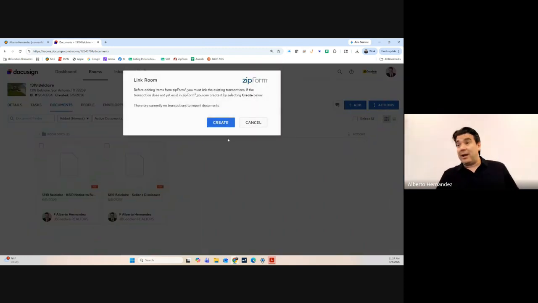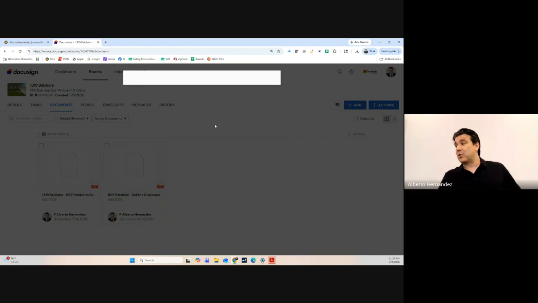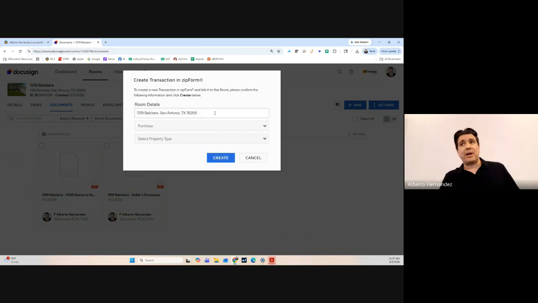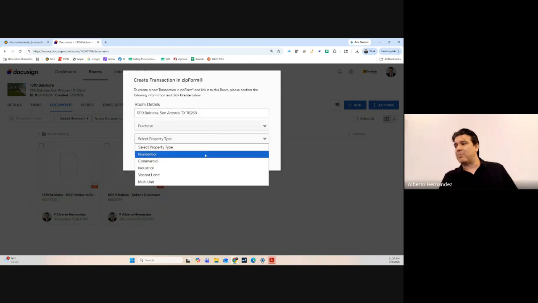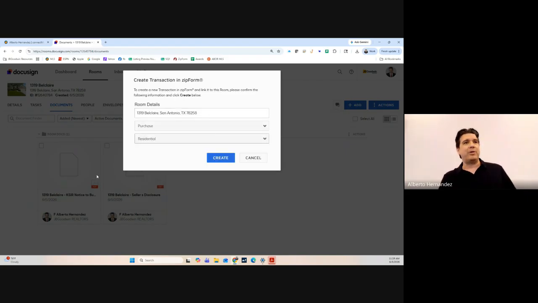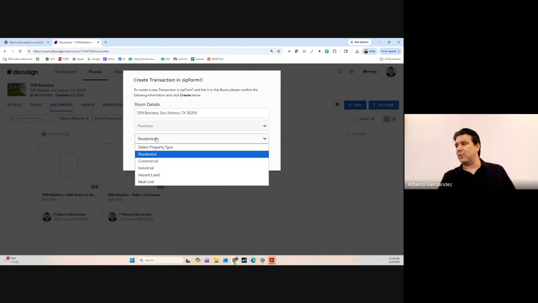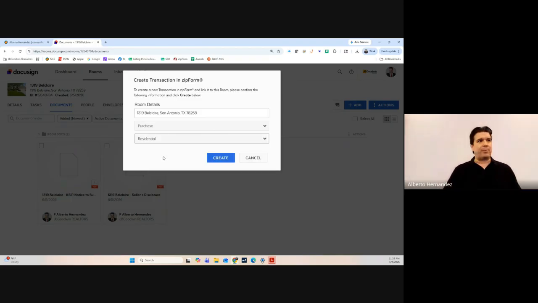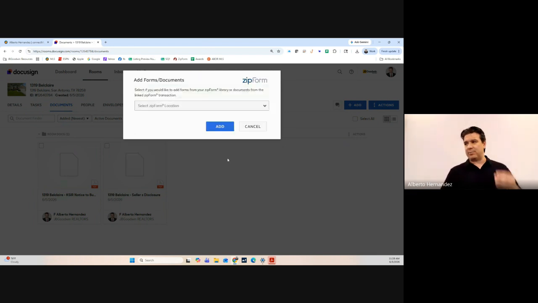And it's going to tell me, hey, you have no transaction rooms created yet at this point, or nothing's linked to it. So let's create one. And it's going to confirm the address. It's going to confirm that this is a purchase, and it's going to select the property type. By me selecting residential, now it knows what template to assign to this transaction. Had I said it was a commercial property, that'd be a different template. If I said it was industrial, a different one. But we created your templates to match whatever property type. So by saying purchase and by saying residential, it's going to go to my buyer template.